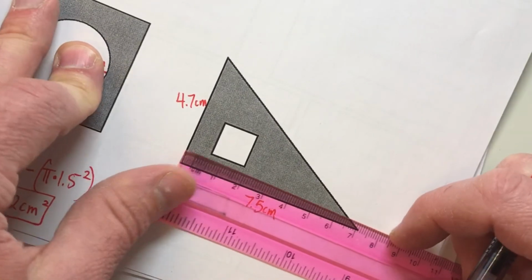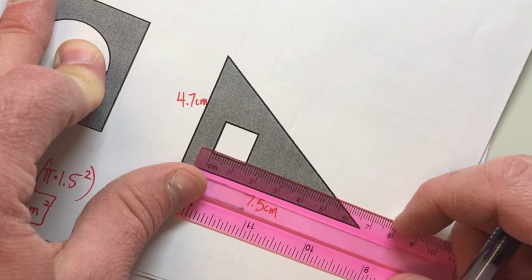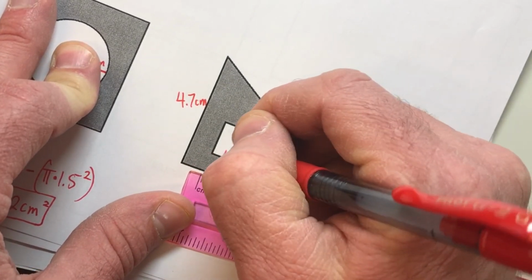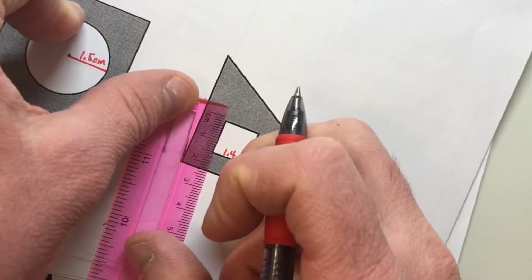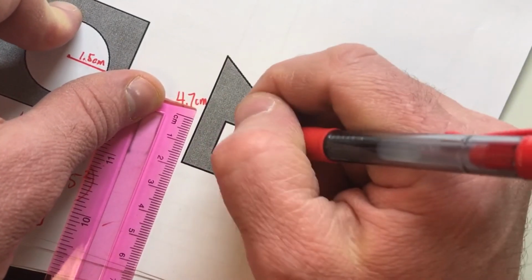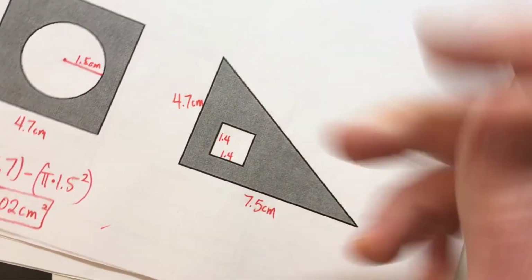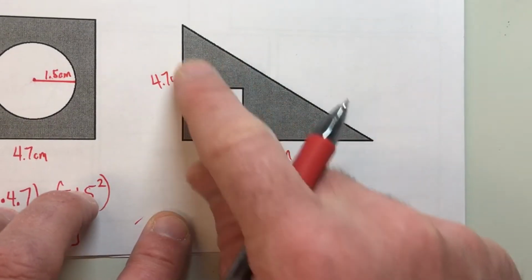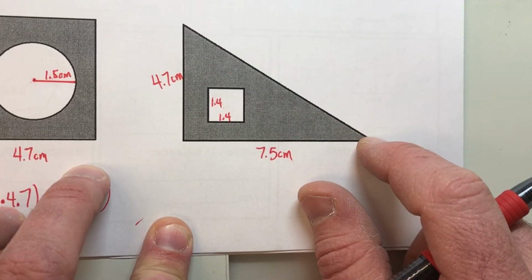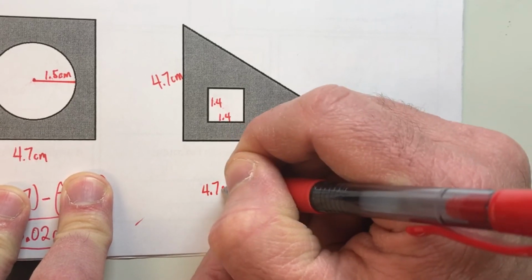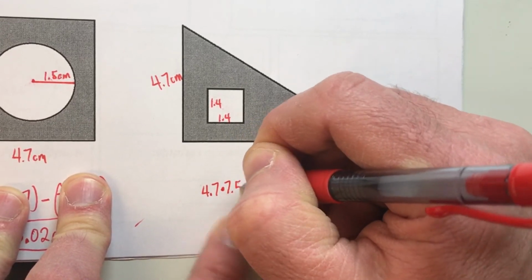All right, let's just go ahead and measure everything while we're at it. So what's the dimensions on this square? Okay, 1.4. Let's make sure it is a square. And sure enough, it's right at 1.4 also. All right, so how am I going to find the area of the overall bigger shape here? Okay, good. 4.7 times 7.5 divided by 2.